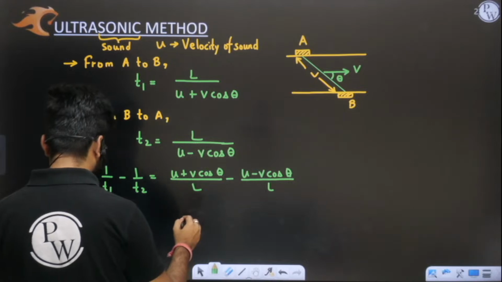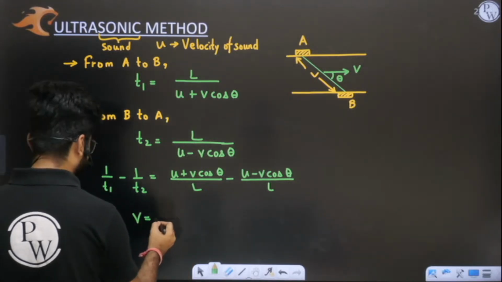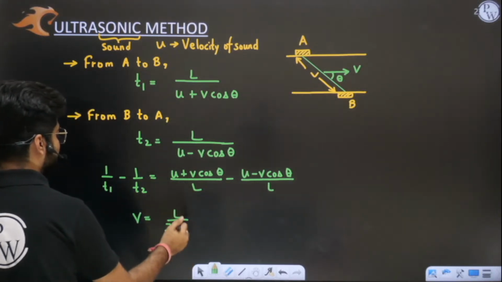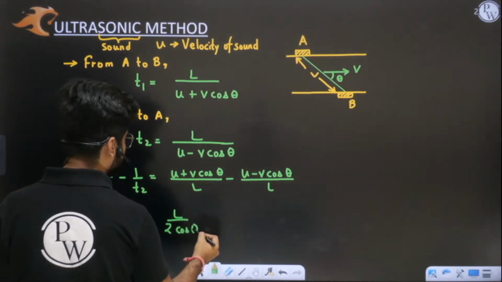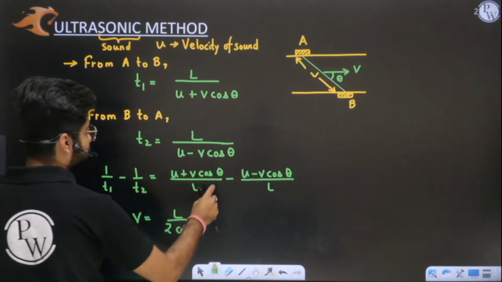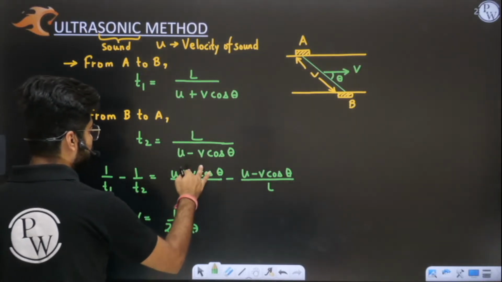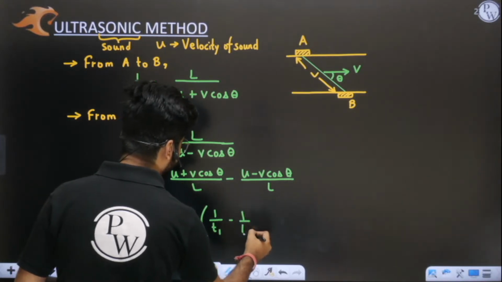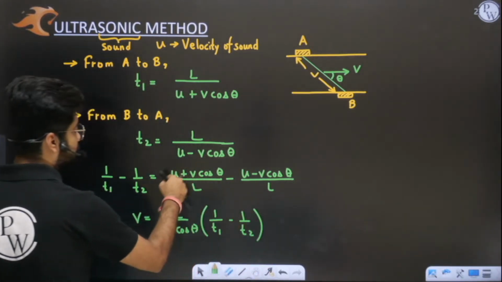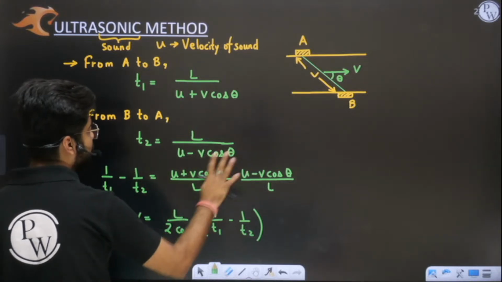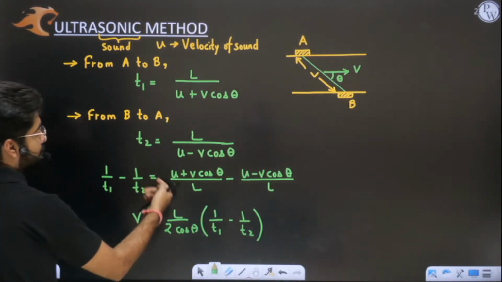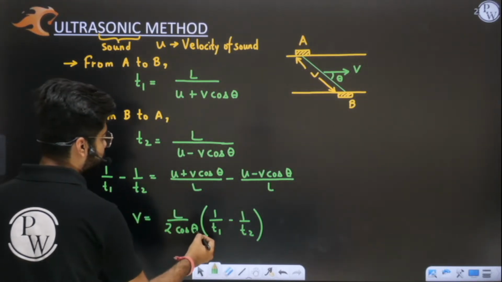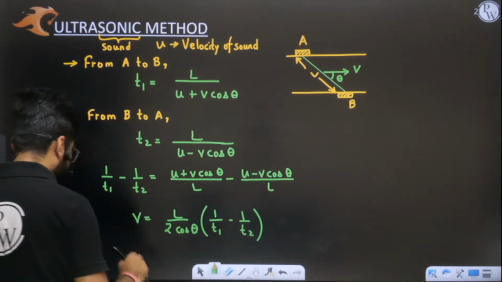So I will write here the velocity formula: V will be L upon 2 cos theta, into 1 upon T1 minus 1 upon T2. This L has gone up, the 2 cos theta has come down. U has been cancelled, and 2V cos theta is there. So you have found the formula for V.